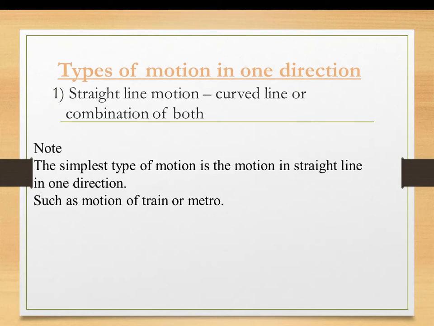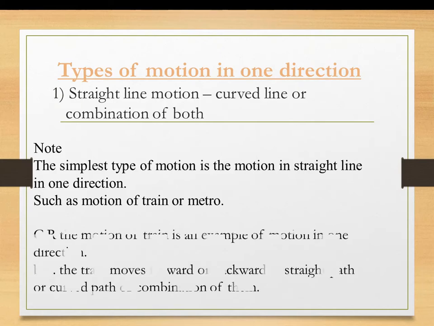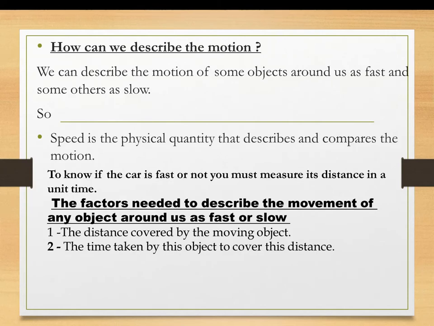The simplest type of motion is motion in a straight line in one direction, such as the motion of a train or metro. We have here a give-reason question. The motion of a train is an example of motion in one direction because the train can move forward or backward in a straight line or curved or both of them.